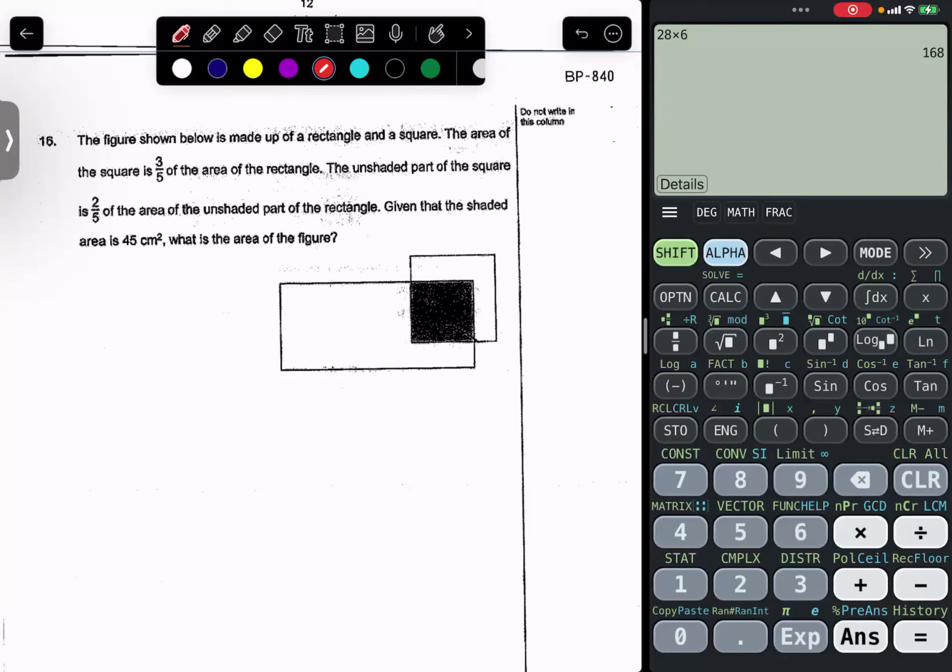Now, for this question, what I'm going to do is that when we have overlap, we'll do this step down here. Label all of them into different parts. Now, let's revisit the information. Area of the square to the area of rectangle is made up of B plus C is to A plus B. Is in the ratio of 3 to 5.